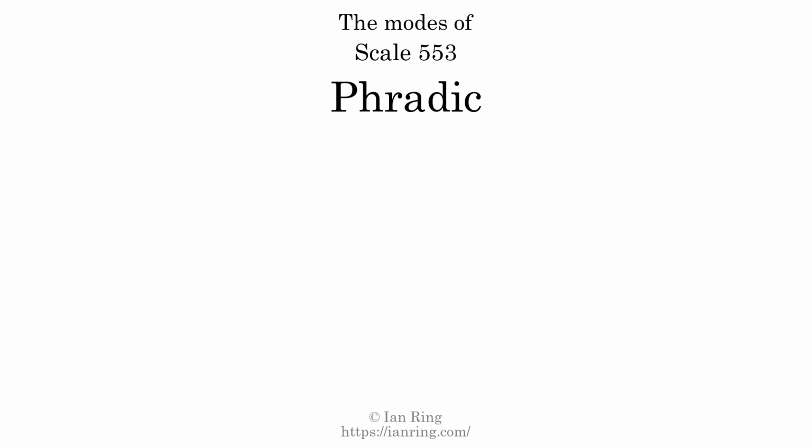This scale has 4 modes. The first mode is itself. The second mode is scale 581, also known as Bolic. It sounds like this.